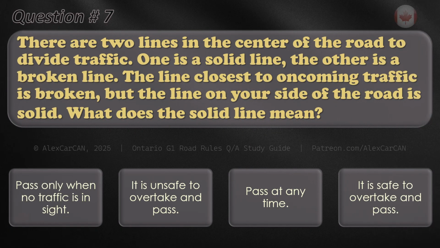Question number 7. There are 2 lines in the center of the road to divide traffic. One is a solid line, the other is a broken line. The line closest to oncoming traffic is broken, but the line on your side of the road is solid. What does the solid line mean? Pass only when no traffic is in sight. It is unsafe to overtake and pass. Pass at any time. It is safe to overtake and pass. The correct answer is it is unsafe to overtake and pass.